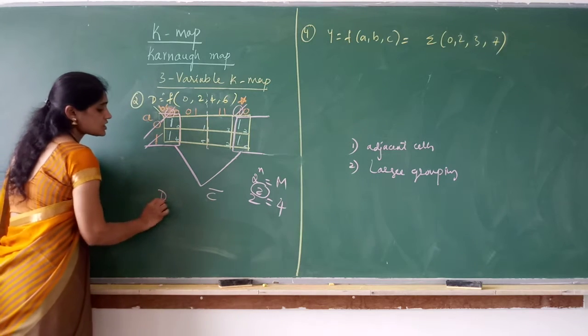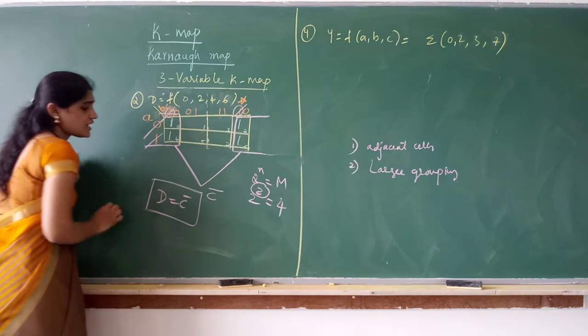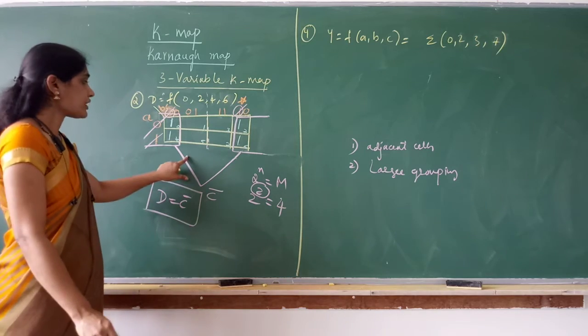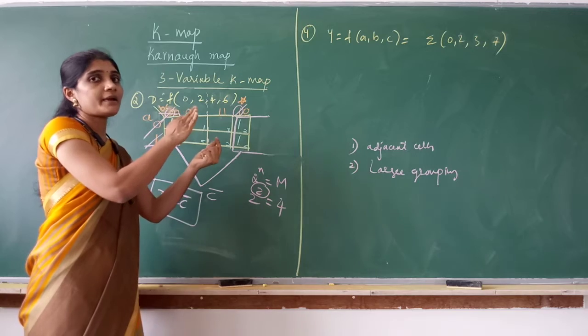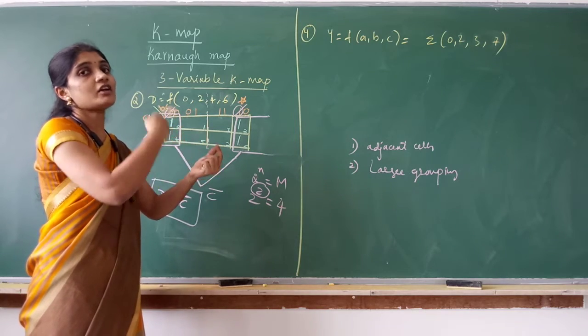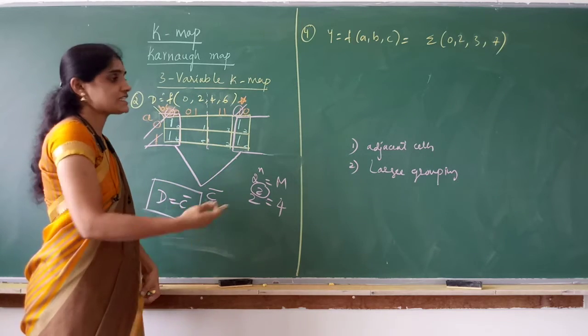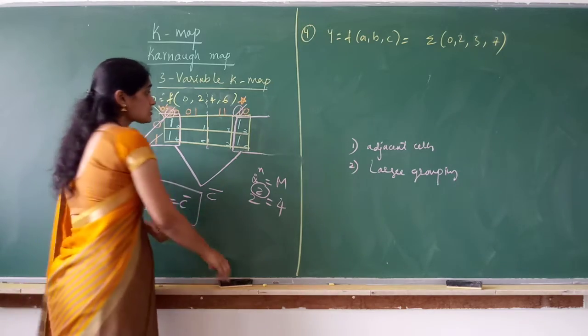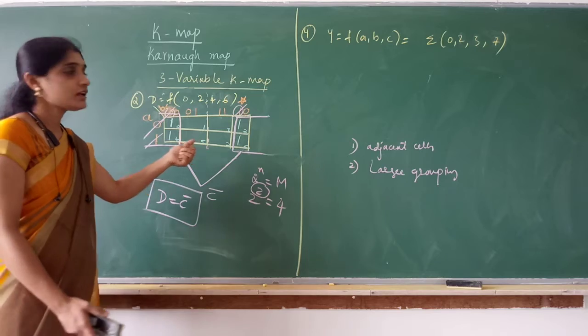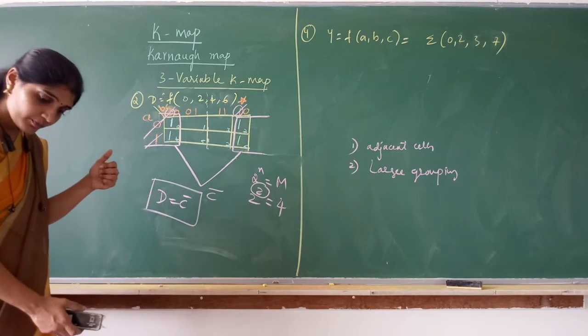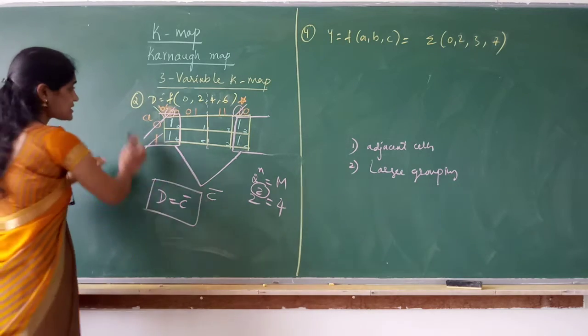So what is the equation? B is equal to C bar. That is the answer. So from this problem we have learned that we have to fold the K-map and check, and we always have to go for larger grouping of adjacent cells. So this is the second problem that I have solved. Next we will move on to the next problem, that is 1, 2, 3, 6, 7.